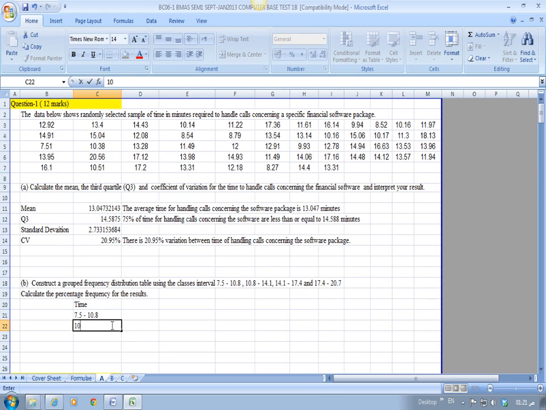and then 10.8 to 14.1, and then 14.1 to 17.4, 17.4 to 20.7, and here we want the frequency.